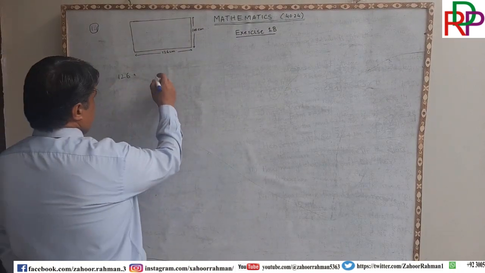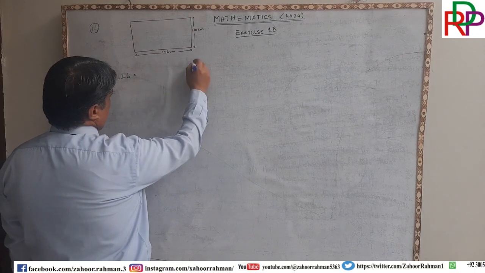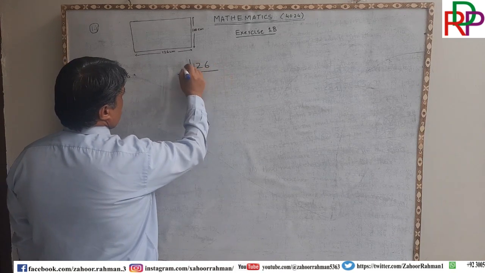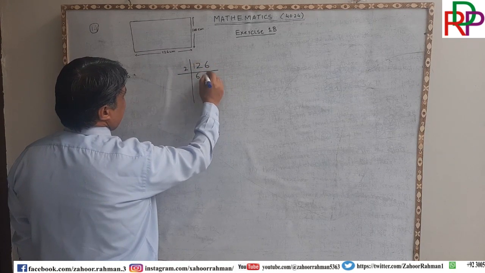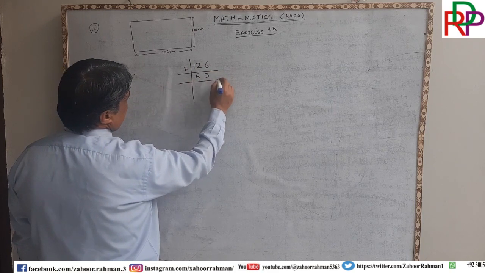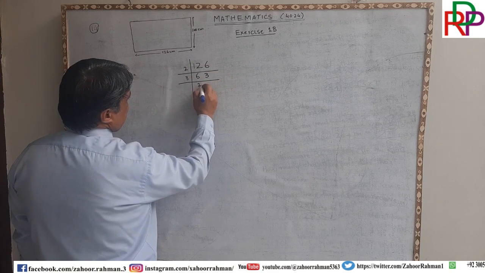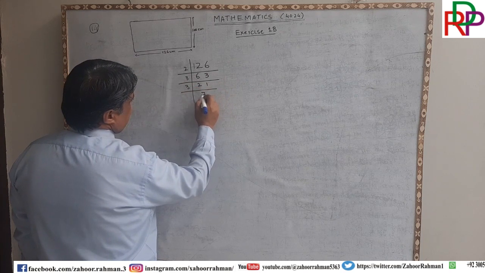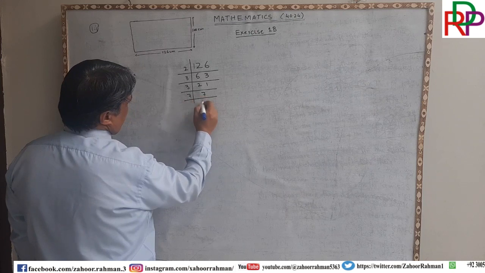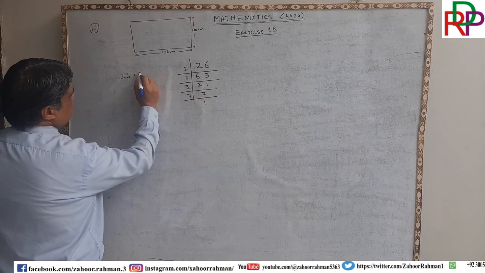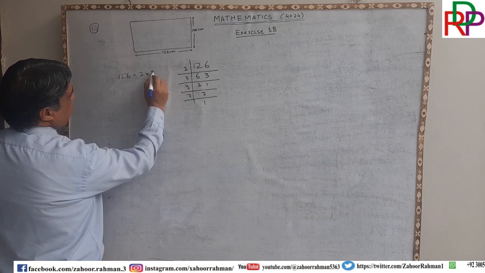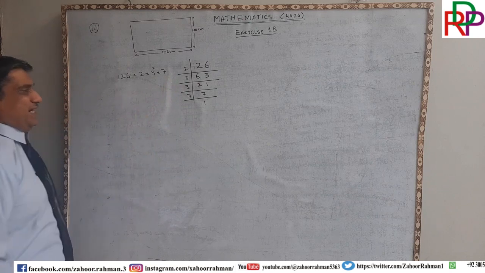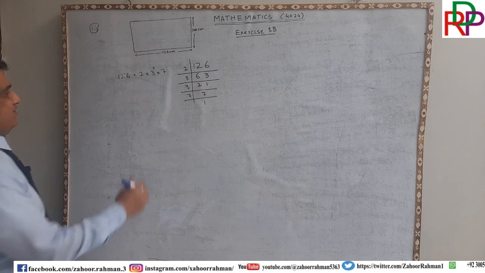Let us factorize 126. 126 divided by 2 is 63, 63 divided by 3 is 21, 21 divided by 3 is 7, and 7 divided by 7 is 1. So it means 2 multiplied by 3 squared into 7 are the factors of 126.